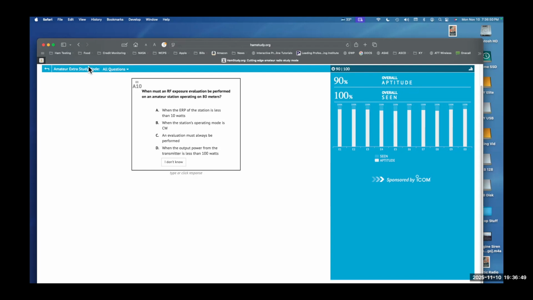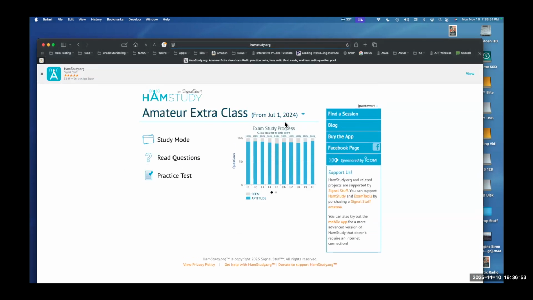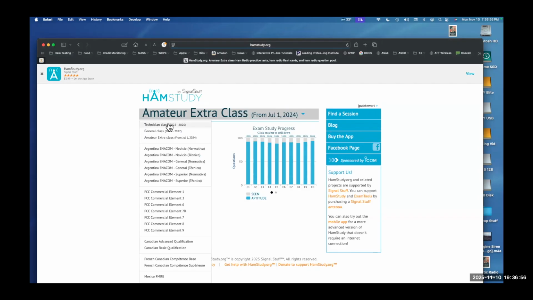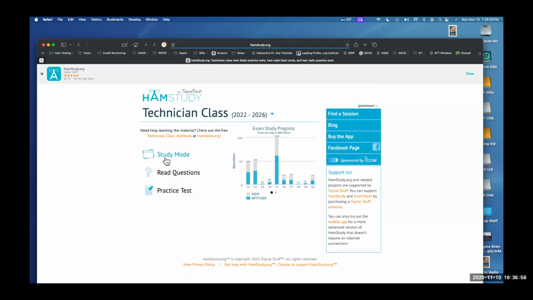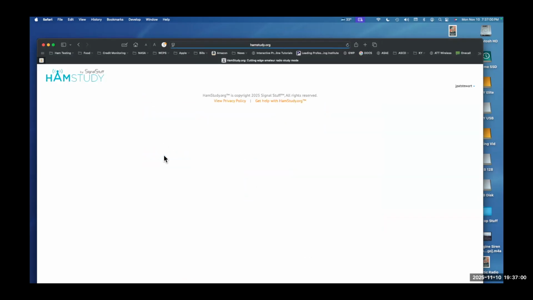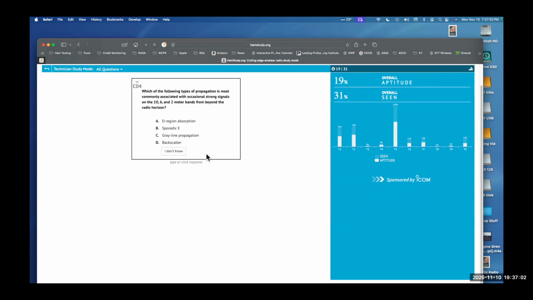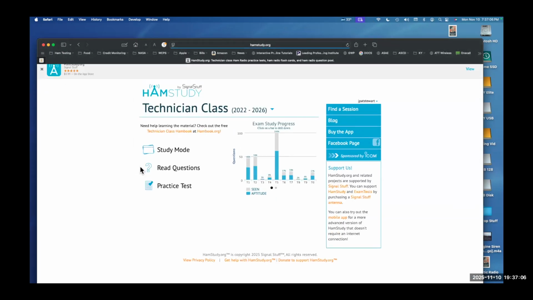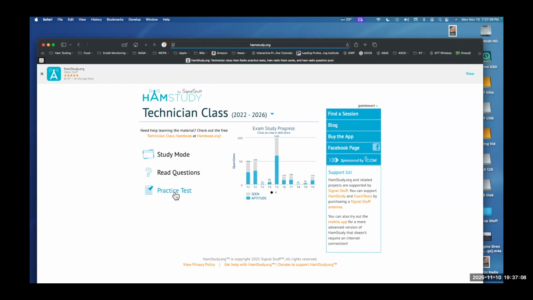So I want to go back now. Let me go back here and let's practice a little bit in the technician class license. So you go into study mode. Well, let's go back here one more time before I take off again. You can take practice tests. Now, I may have taken 1 or 2 practice tests.